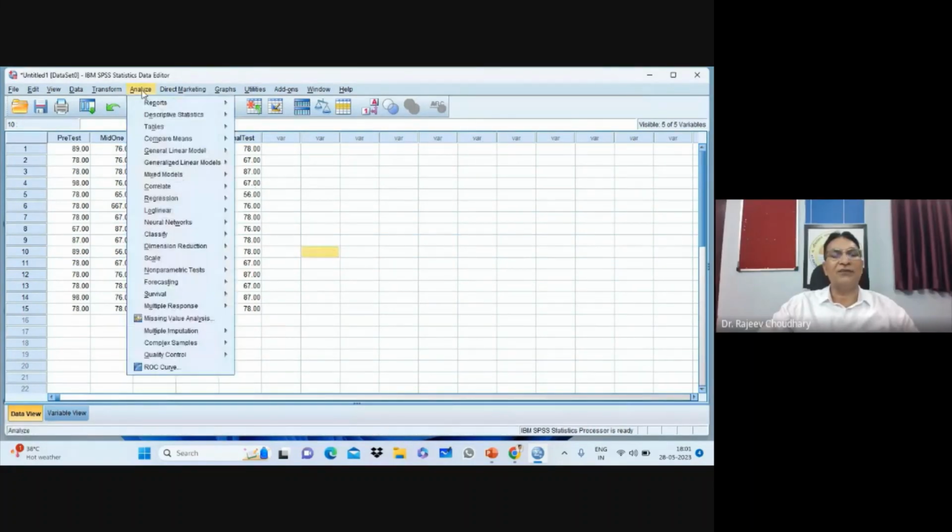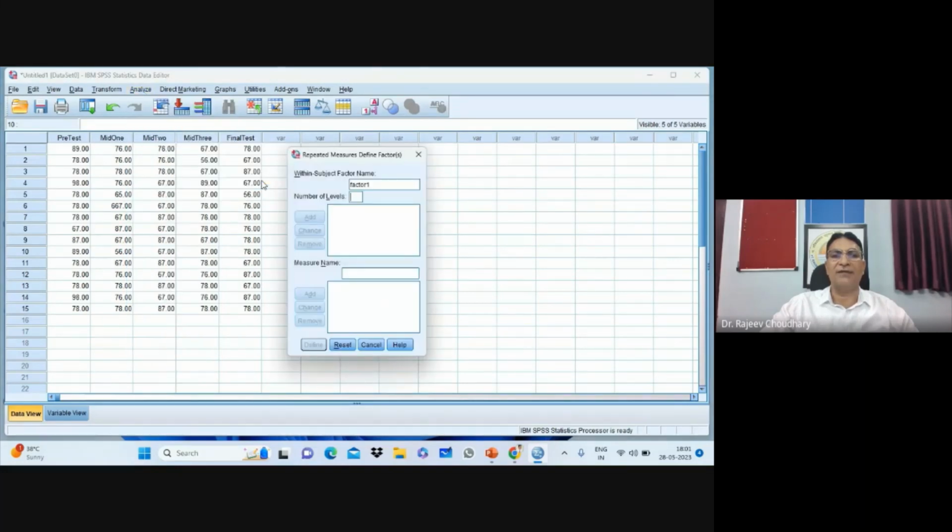See, go to analyze, click on analyze, click on general linear model, click on repeated measures. Here the factor means observations. Madam, how many observations we are having? 5. So instead of factor, you may write observations. And number of levels means observations. Number of observations are, write down 5. Click on add and define.